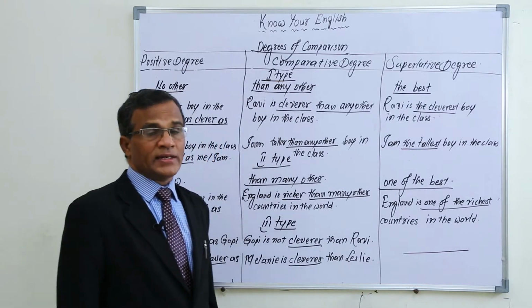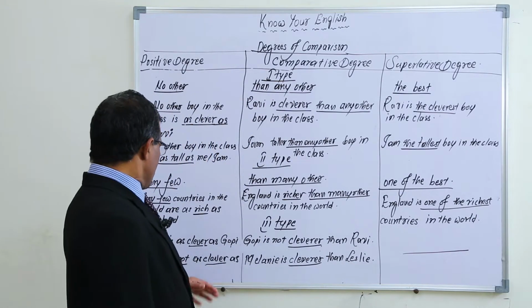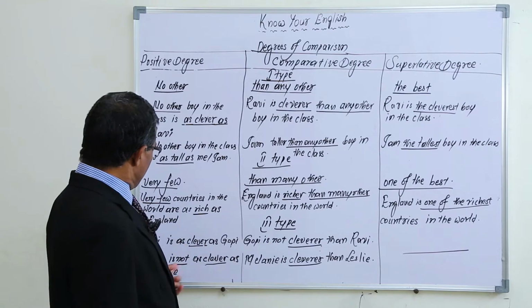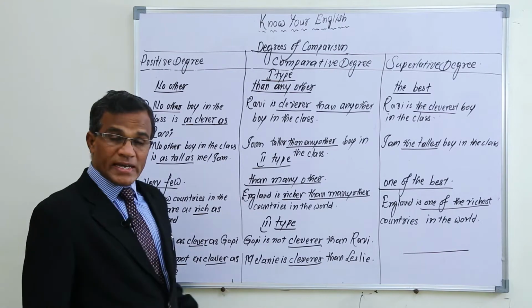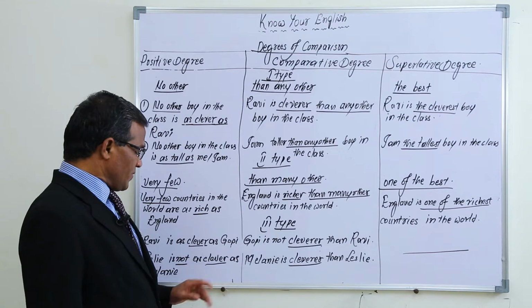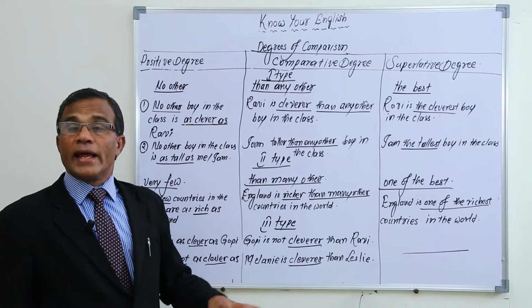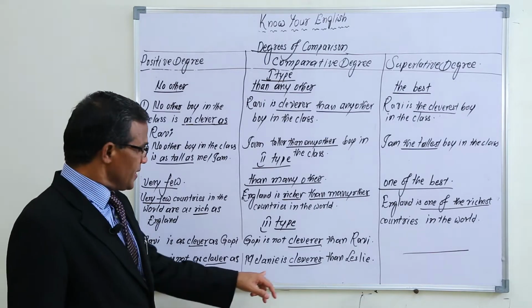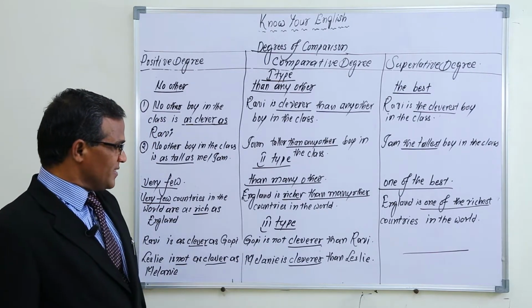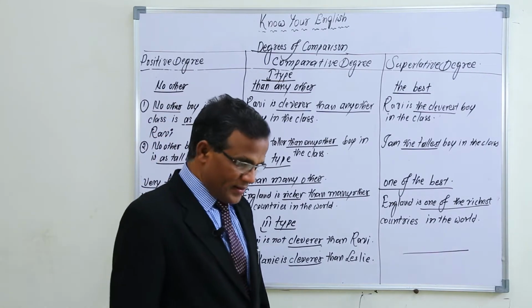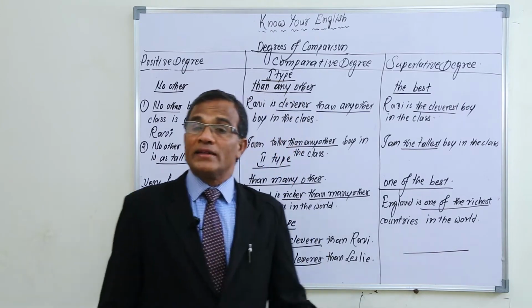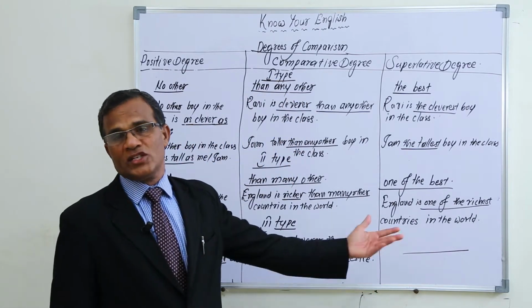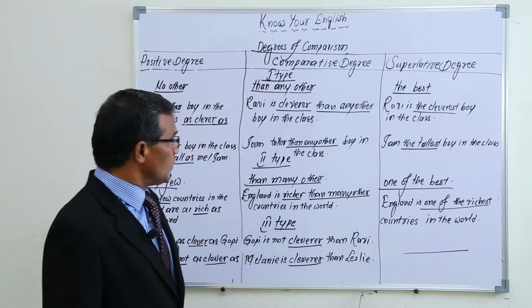You can use that in our day to day life. In this way, for example, Chennai is not as big as Mumbai. If you say it here, then we can say Mumbai is bigger than Chennai. Like that we can use the comparative.